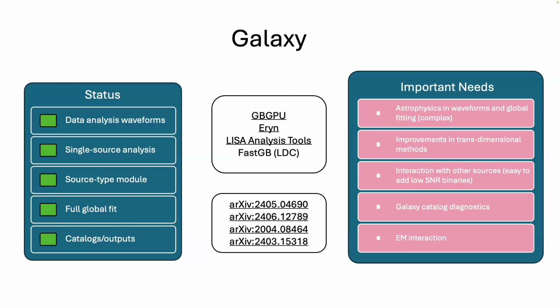The important needs for some of the work in the galaxy, once again, are astrophysics in the waveforms and global fitting. This is a little different than the astrophysics part in the massive black holes, because for massive black holes, it depends on the detection counts, but we're talking about maybe 100 or hundreds of massive black holes over the lifetime of LISA if we're lucky, maybe even tens in cases. In the galaxy, we're talking about upwards of 10,000 plus individually resolvable sources.